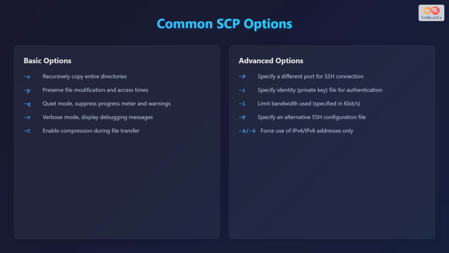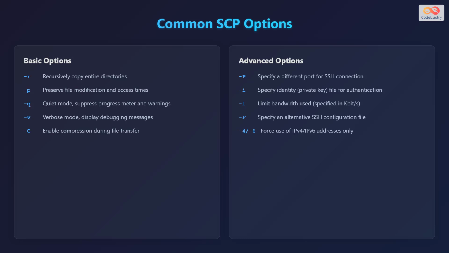Here are some common options you can use with the SCP command. The -r option is used to recursively copy entire directories. The -p option preserves file modification and access times. The -q option enables quiet mode, suppressing the progress meter and warnings. The -v option enables verbose mode, displaying debugging messages. The -C option enables compression during file transfer.